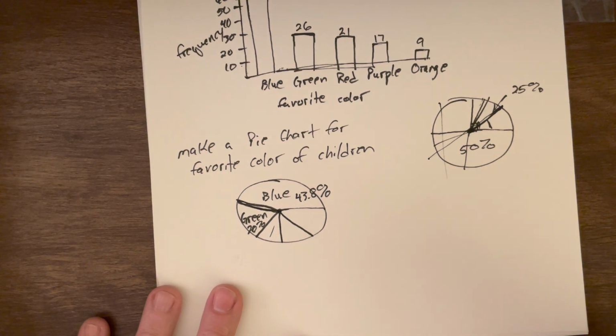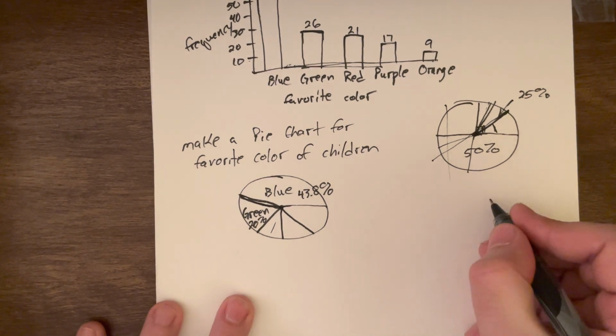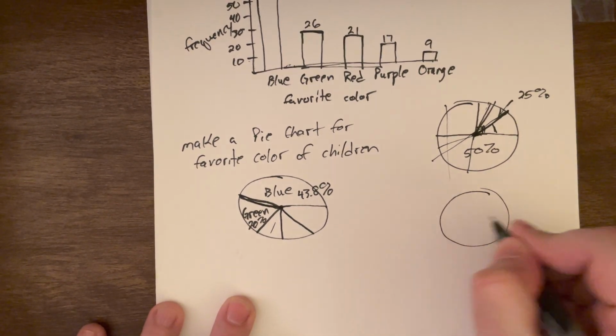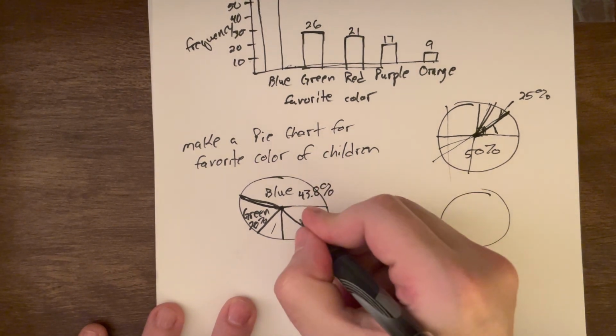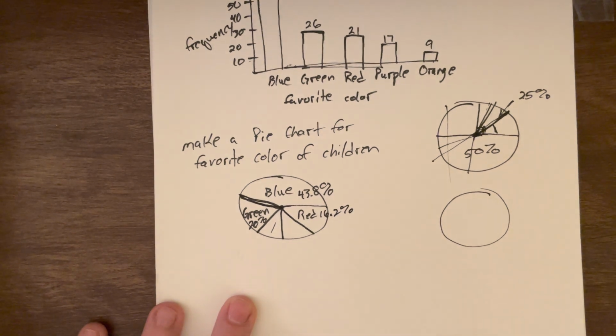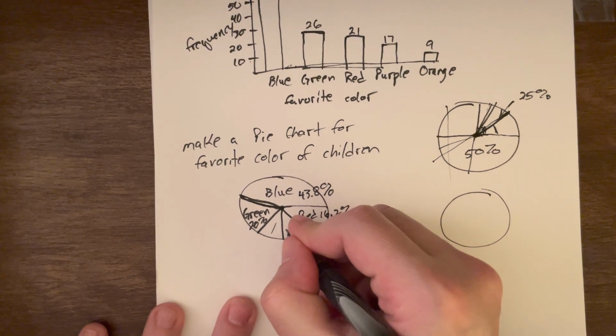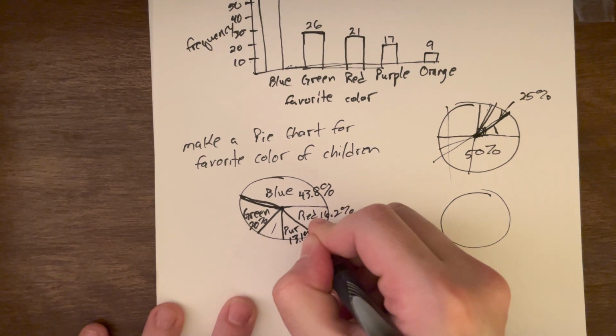Now, that's not perfect, like I keep saying. It's not that it has to be perfect, but if you ended up with a pie chart that looked like this, oh, let me finish, I'm sorry. So this was the next big one, that was red, 16.2%. Then we had purple, and that was 13.1%.